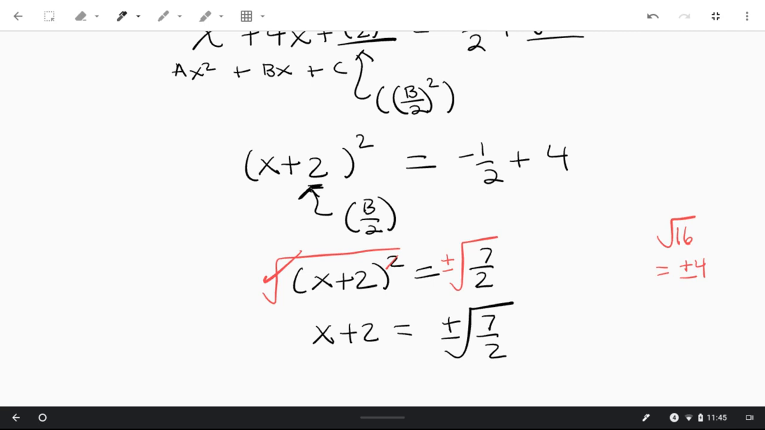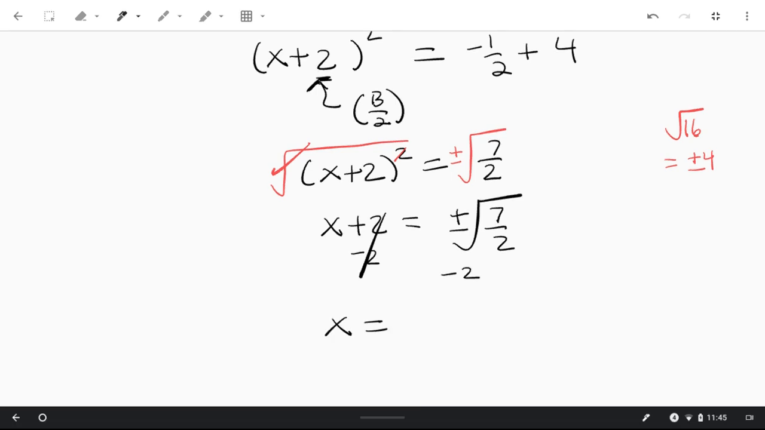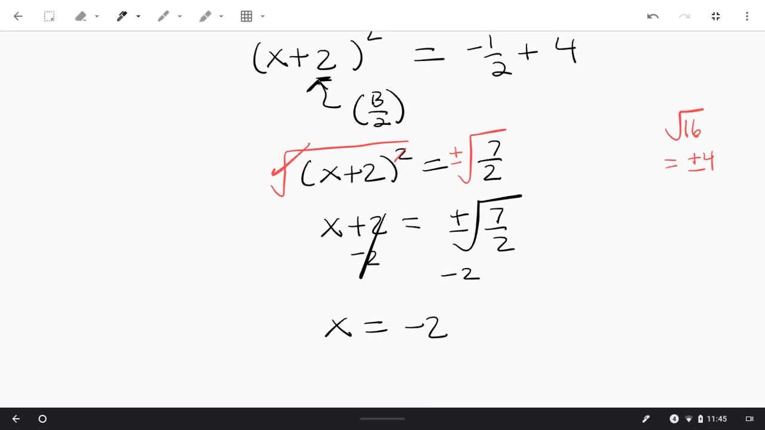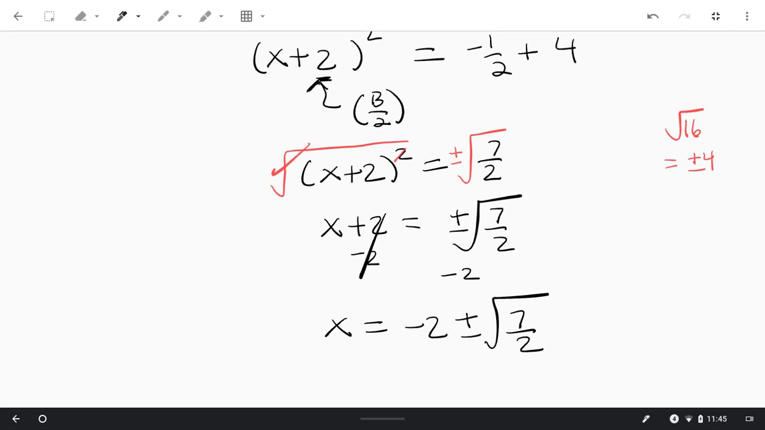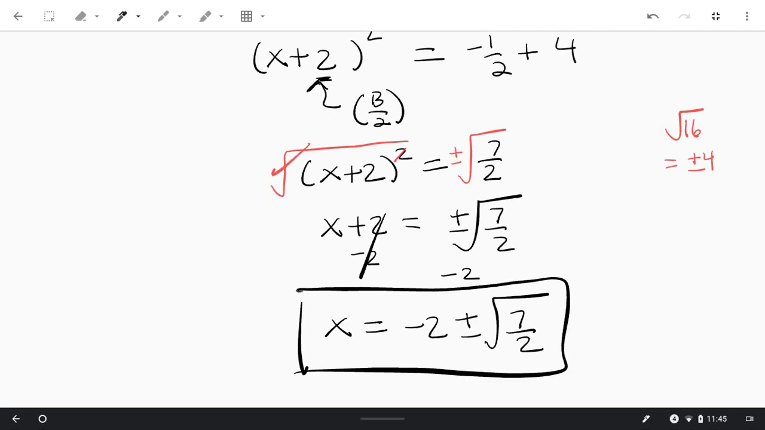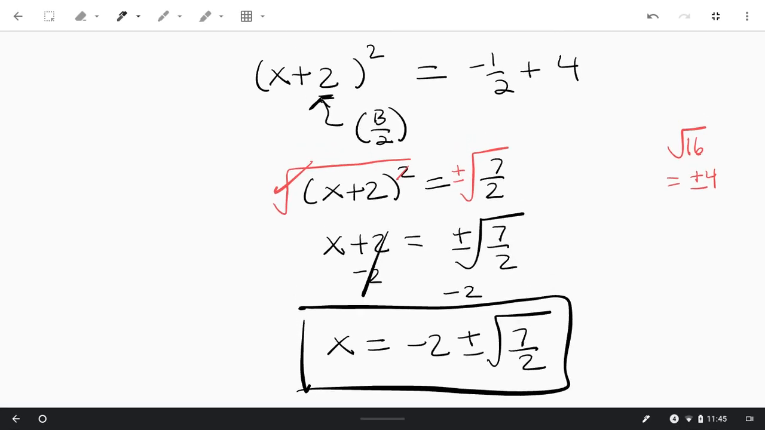And then I solve for x, so I have to subtract 2 on both sides. So I have x on the left-hand side, and over here, I like to put the number first, so I'm going to put negative 2 first, and then my plus minus, and then my radical. Okay, and nothing left to simplify there, so you can just leave your answer like that. Okay, so let's just kind of recap here.